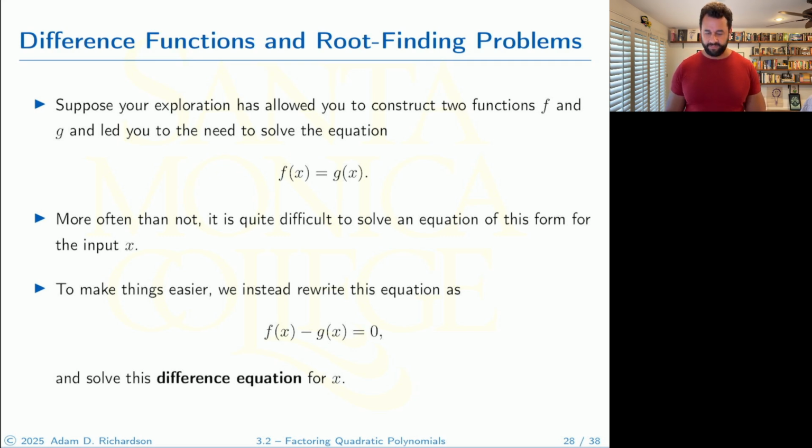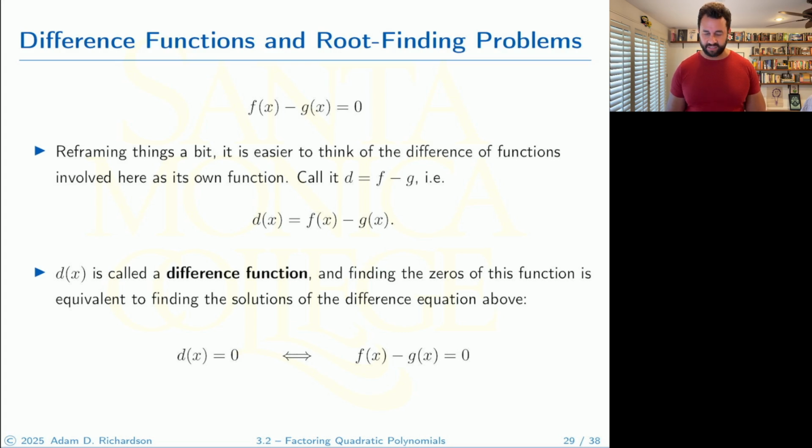It's actually easier to refer to this difference as its own function, the difference function. So we can reframe things. Instead of thinking about it as f of x minus g of x, we can define a new function, call it d, and we're going to call d the difference between f and g. So d of x is f of x minus g of x. So d of x is the difference function.